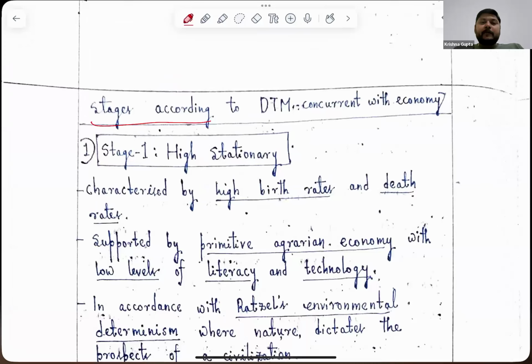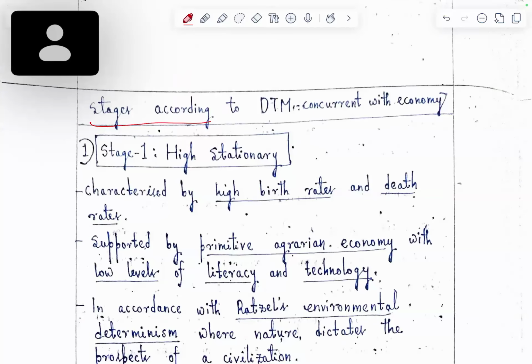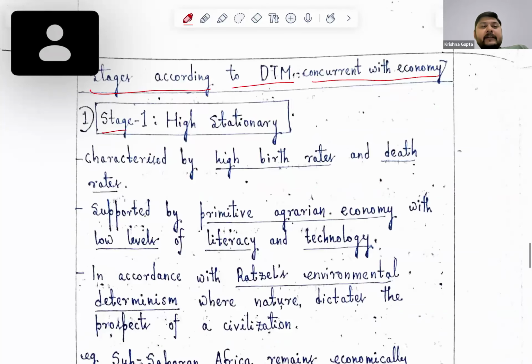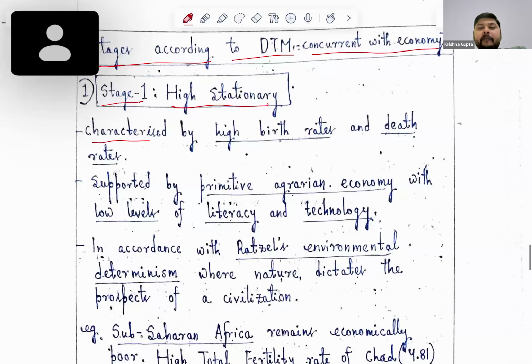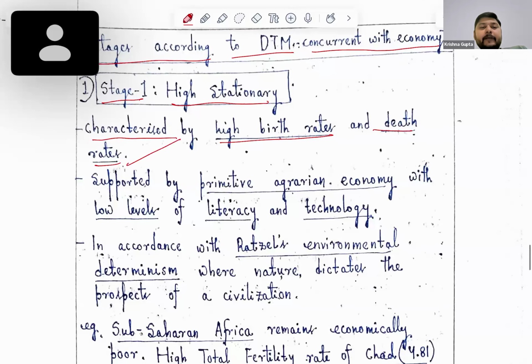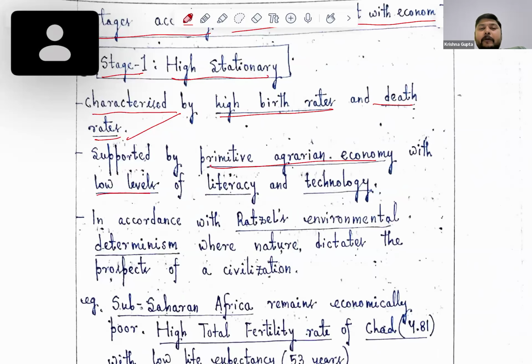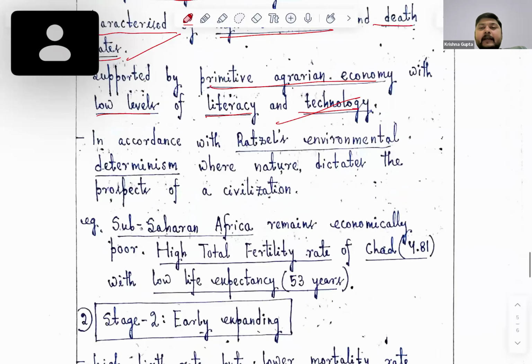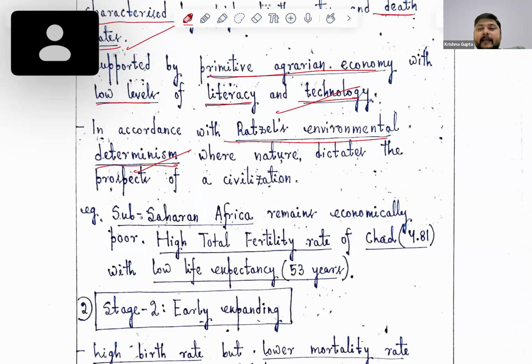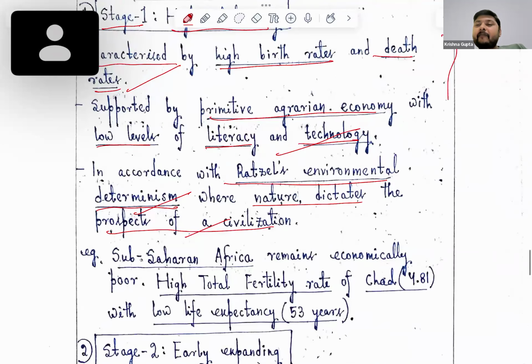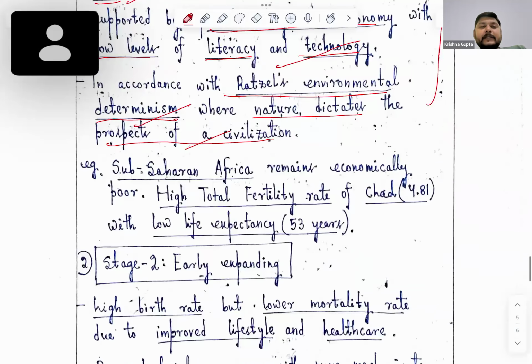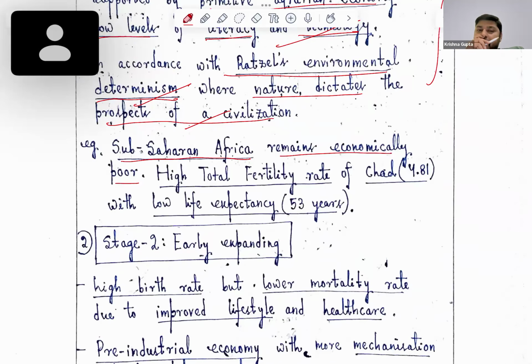So let's get back here. So stages according to the demographic transition model, concurrent with economy. So stage one, high stationary, high birth rate and death rate. Okay. Primitive agrarian economy, low levels of literacy and technology. Very good. Ratzel, environmental determinism. Very excellent. Nature dictates the prospect of civilization. Very good. Sub-Saharan Africa, economically poor, high total fertility rate, low life expectancy.